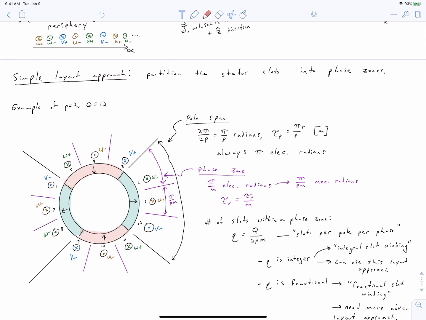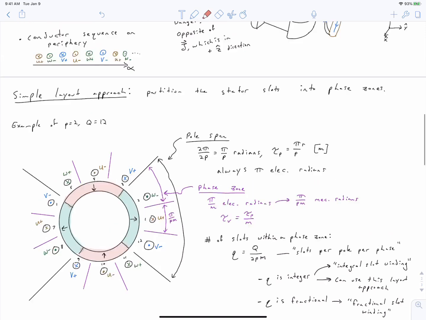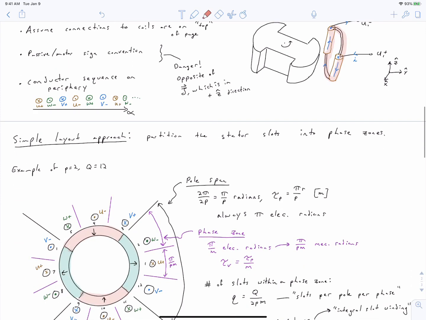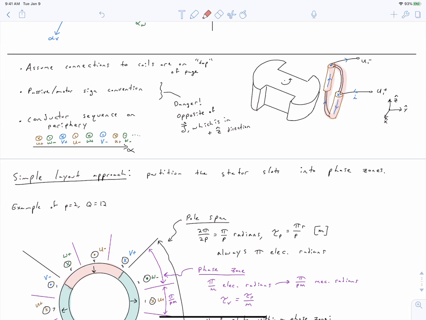And so that is the simple layout approach, is that we divide the periphery of our stator surface into these phase zones U plus, W minus, V plus, U minus, so on and so forth, all of which have a mechanical angle of pi over pm radians. And then we just assign our coil sides. And at this point, we've talked about how these coil side directions map to an actual current, or an actual coil, up here. So as soon as we've assigned our coil sides, we know how to construct our winding layout schematic based on how we've set up the definition of this coil.